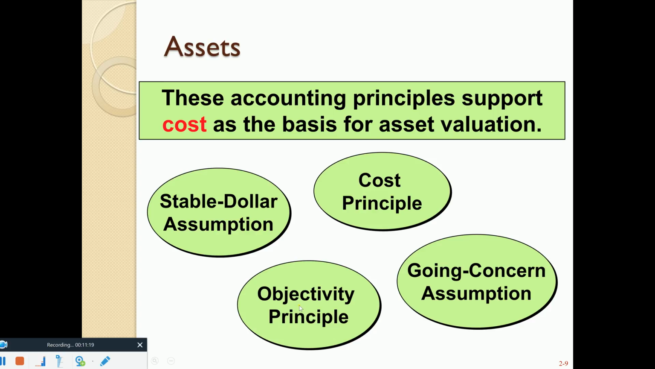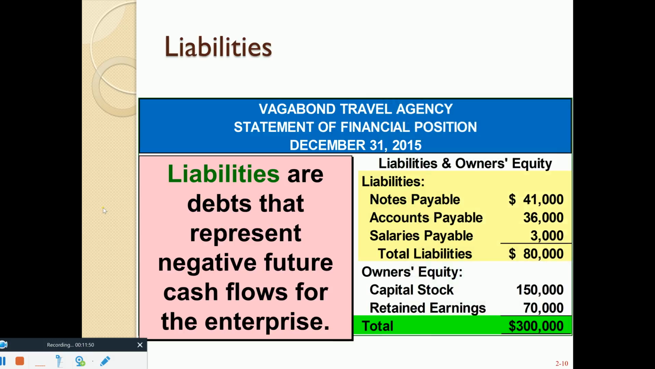Objectivity, there's not going to be any subjectivity in our recording of financial transactions. It's going to be verifiable with supporting documentation. It's objective. And the last oval says going concern assumption. What that means is we are under the assumption that the business has the ability to continue in the future. If it doesn't have the ability to continue in the future, that needs to be known when we put this financial statement together.